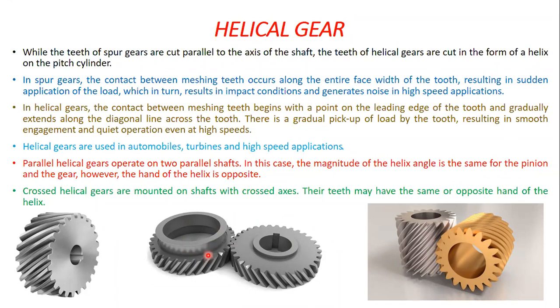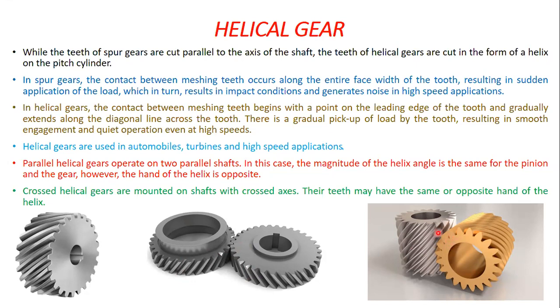Hand of the helix means either right hand or left hand of the helix. If the pinion is made of right hand helix, the gear will be left hand helix, or vice versa. If the gear is left hand helix, then the pinion will be right hand. Means both will be opposite. It will not be the same.